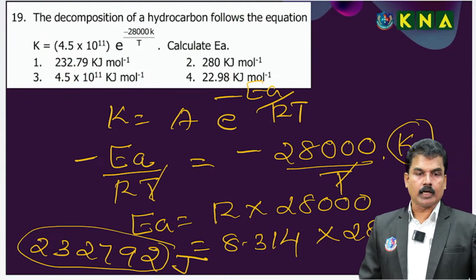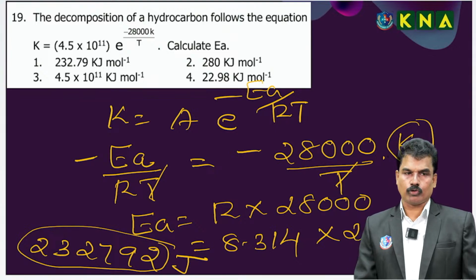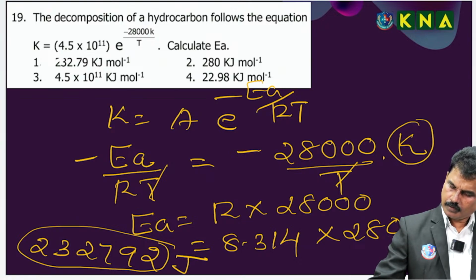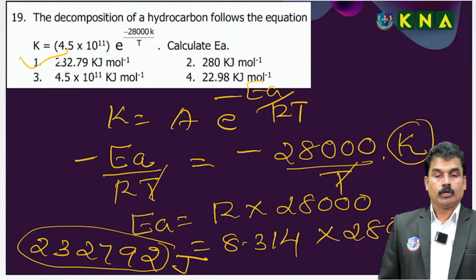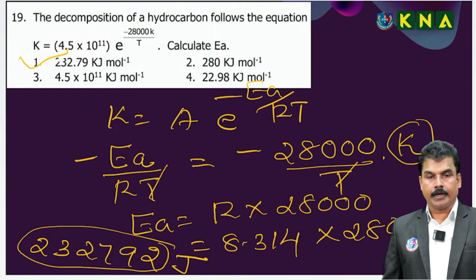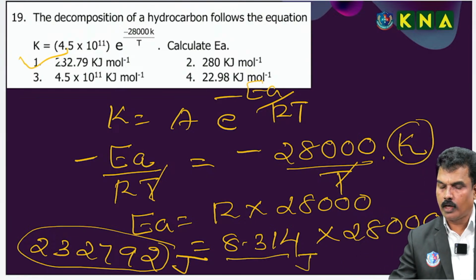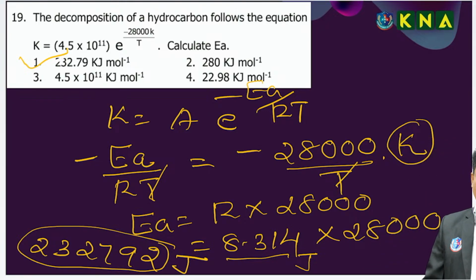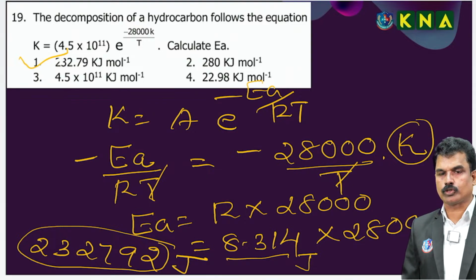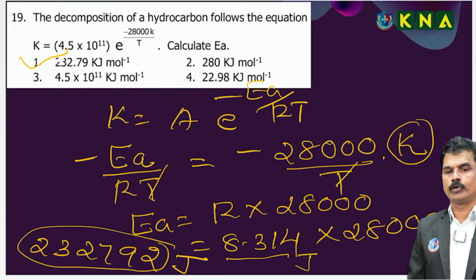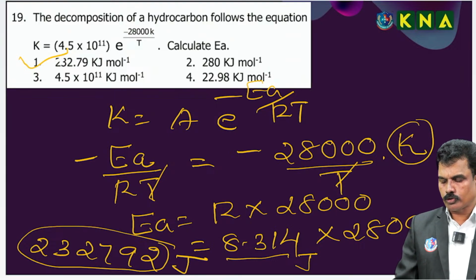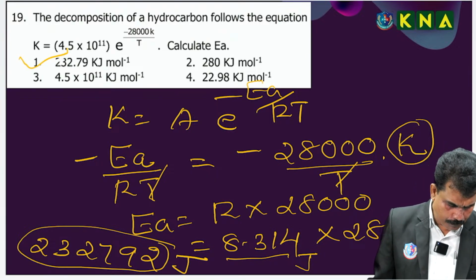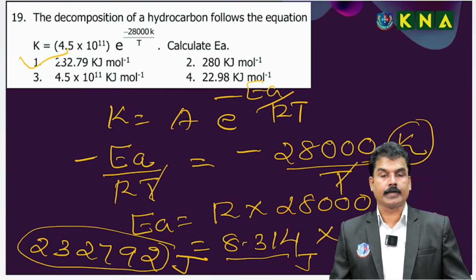But the options are given in kilojoule. So kilojoule, divided by 1000. So what is the correct option? First option will be the correct option. Joule value you are getting, because R we substituted in joule 8.314, it is joule Kelvin inverse mole inverse. So 28,000, the K is cancelled by Kelvin, so the answer is 8,314 into 28. So you are getting 232792. That is in joule. Convert into kilojoule. Okay, are you getting the idea?